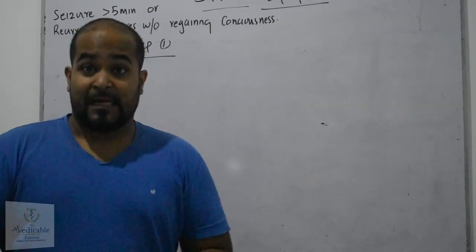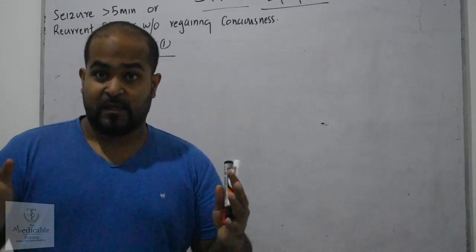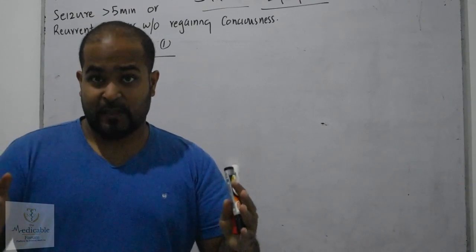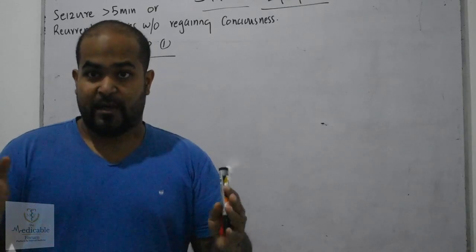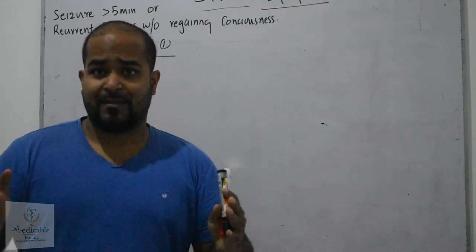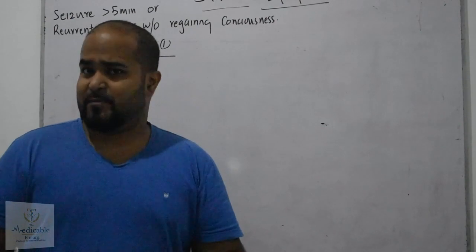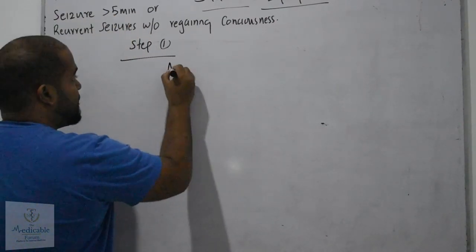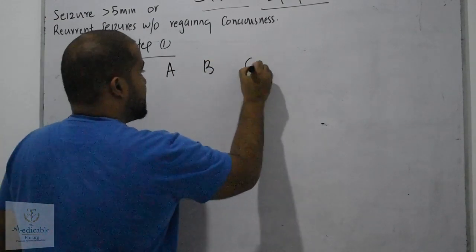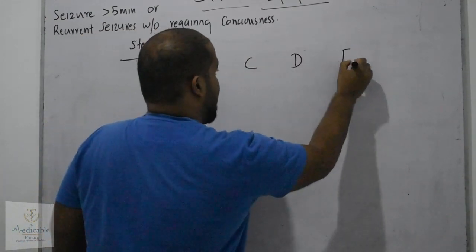So we need to know the definition of status epilepticus, and after knowing this, now let's go and learn how to manage it. Step 1 of a seizure. The moment the patient comes with a seizure, you need to first start with the ABCDE approach. Airway, breathing, circulation, disability, exposure. Simple as that. Any emergency, that is how you start. So you go with A, B, C, D and E.